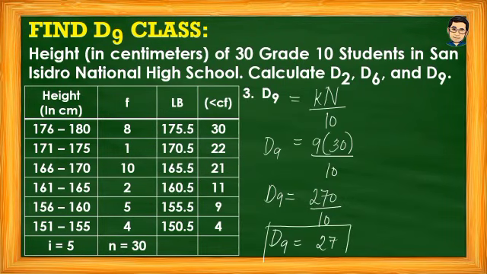So, ayan. So, yung pang-27 na score natin, nasaan kaya yon? So, located po yon dun sa highest class natin, which is 176 to 180. As you can see, ayan, 4, 9, 11, 21, 22. Mababa po yun sa 27. And located po yung 27 sa highest class natin. So, dito siya. D sub 9 class.